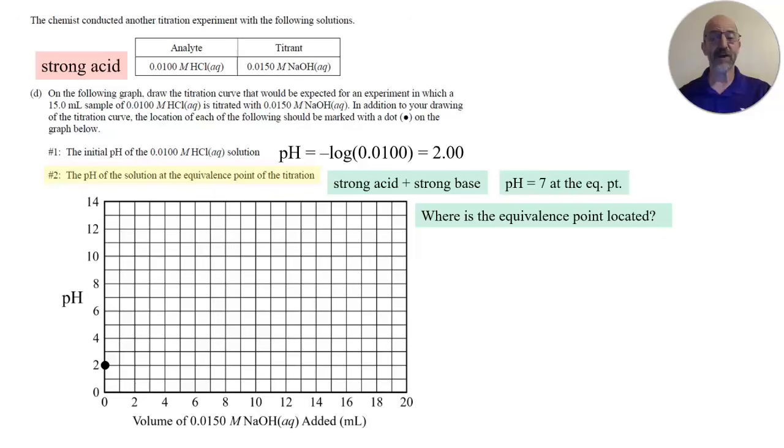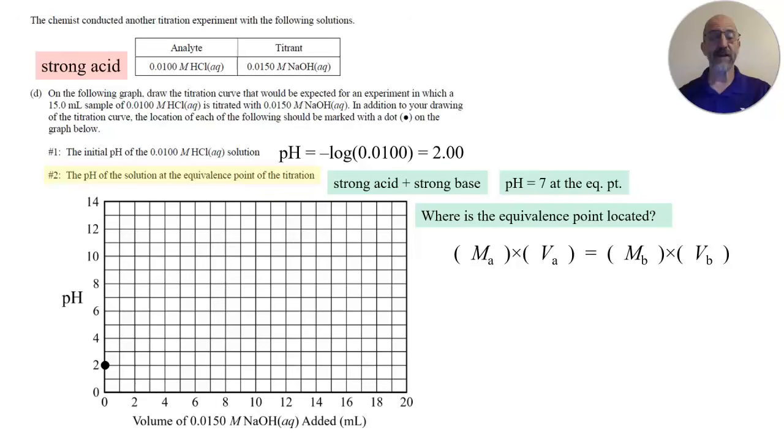Two different concentrations, two different volumes. Here comes another example of M times V for the acid equals M times V for the base. So another example of a 1-to-1 mole ratio between the HCl, the strong acid, and the NaOH, the strong base.